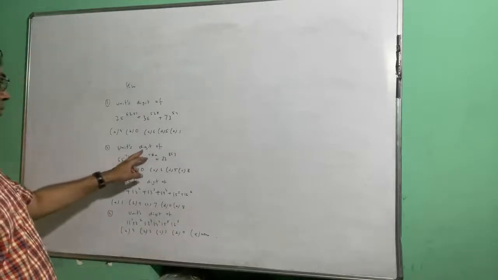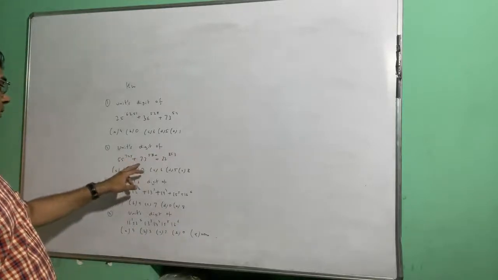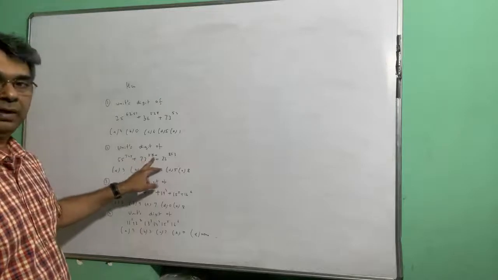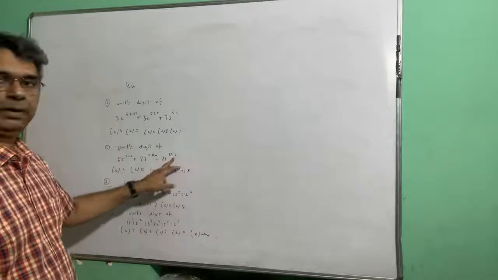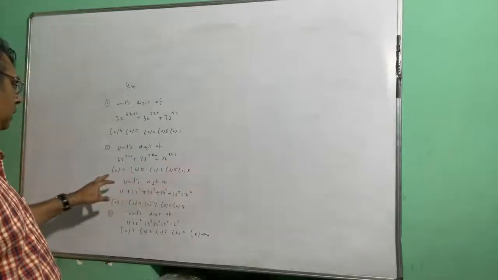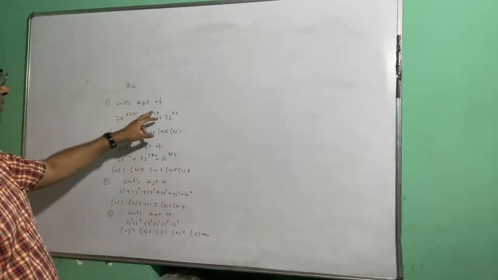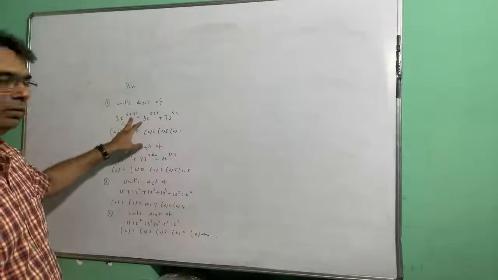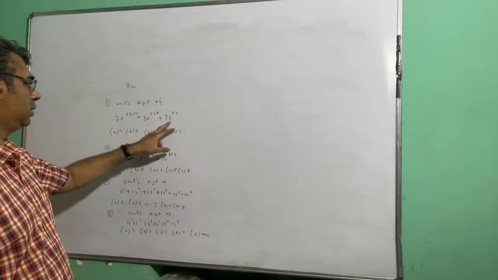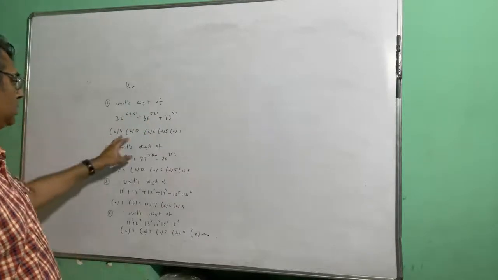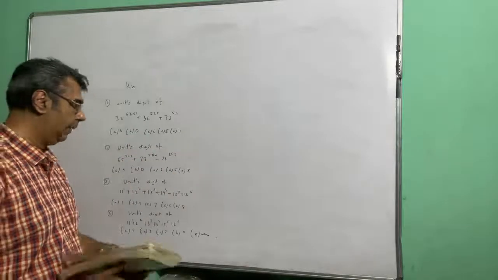Question number 2. Find the units digit of 55 to the power 725 plus 73 to the power 5810 plus 22 to the power 853. Options are 4, 0, 6, 5, 8. Question number 1. Units digit of 25 to the power 6251 plus 36 to the power 528 plus 73 to the power 54. Options are 4, 0, 6, 5, 1.